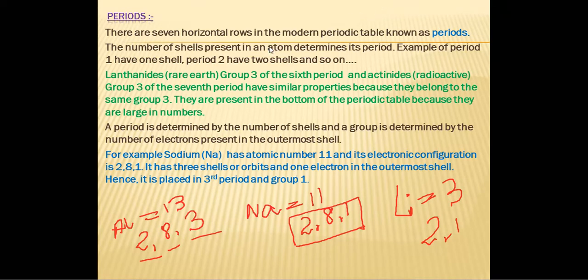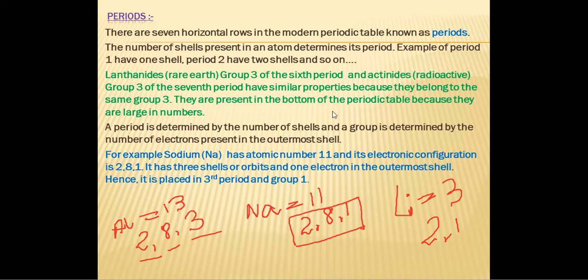Now the lanthanides. Lanthanides are also known as rare earth elements, present in group 3 of the 6th period, and actinides are also known as radioactive elements. They are also present in group 3 of the 7th period. Why do these lanthanides and actinides have similar properties? Because all the elements belong to the same group, that is group number 3. They are present at the bottom of the periodic table.